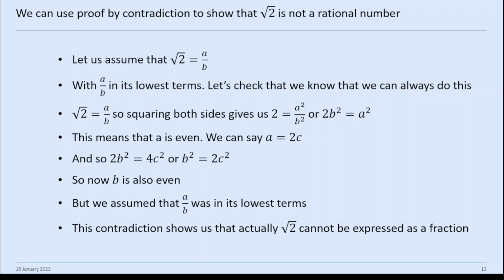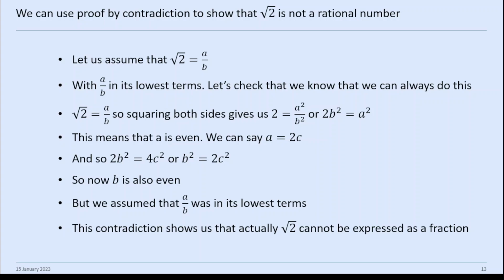And we can say that a is 2 times c, since a is even. C is a whole number. So now we substitute that a equals 2 times c, so 2b squared equals 4c squared. Divide both sides by 2, b squared equals 2c squared. So now, since b squared is even, we know that b must also be even.